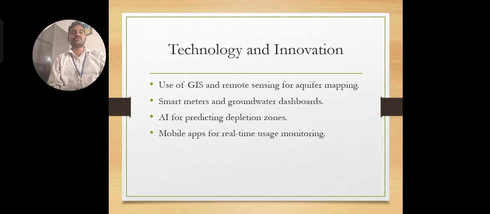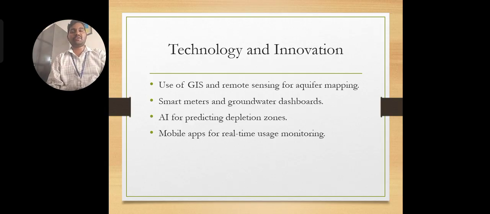And coming to remote sensing, it is also a technique. By using satellites, we take the data, and then we map the aquifer conditions. What is meant by aquifer? Maybe you have a doubt here. An aquifer is nothing but a certain amount of water that is present within the soil, and we call it an aquifer.